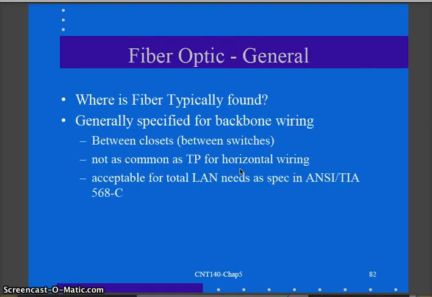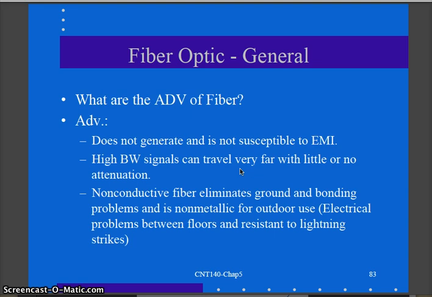All right, so generally, where am I typically going to find fiber optic? It's typically going to be backbone wiring between my closets, between my switches, if you will. This is not very common as horizontal wiring, if you will. That's where your twisted pair has the kind of dominance. But it is acceptable. I can use it as horizontal cabling out to my desktop if I want to. But I'm typically going to find it as my backbone cabling between my closets.